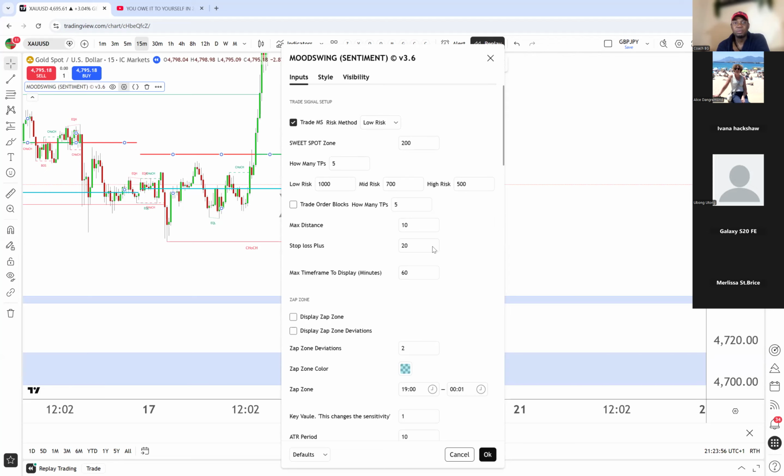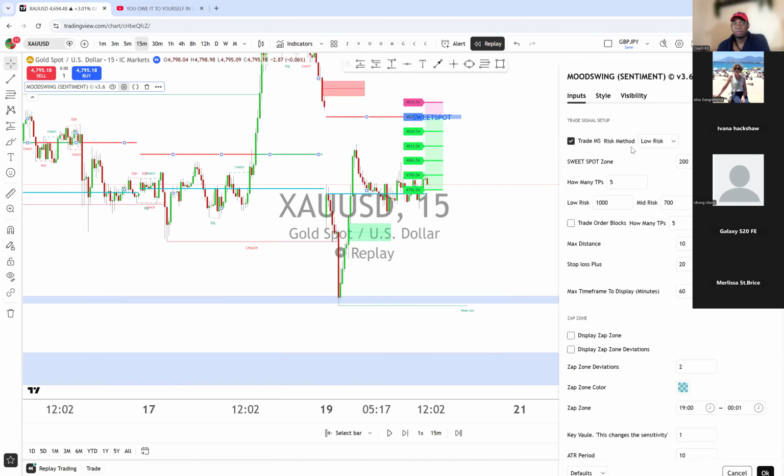If we switch this to medium risk, then we'll have a 70 pip stop loss, and then our first take profit target will be 70 pips. Second one will be 140, third one will be 210, and so forth. Okay? And so you understand the maths. Let's go back to low risk. You see here, switch it to low risk, and then it will automatically adjust to suit the pip amount.